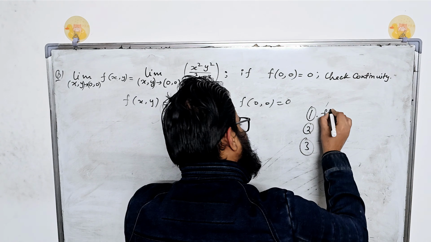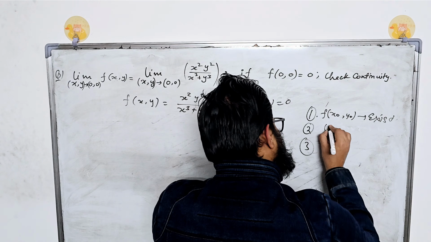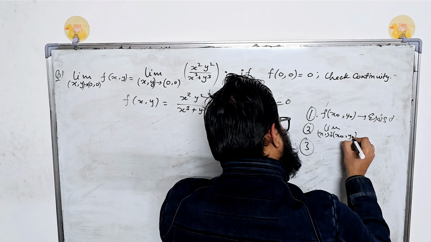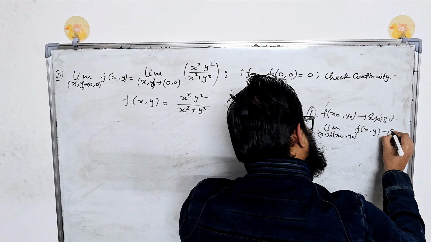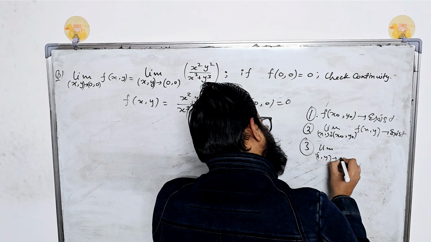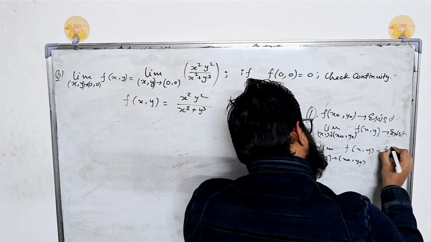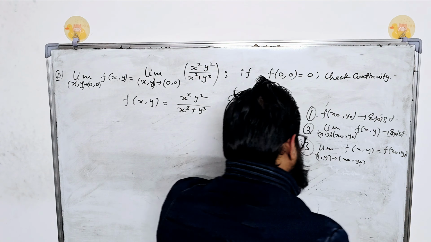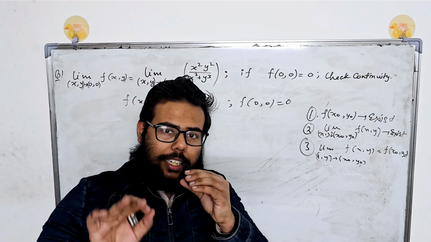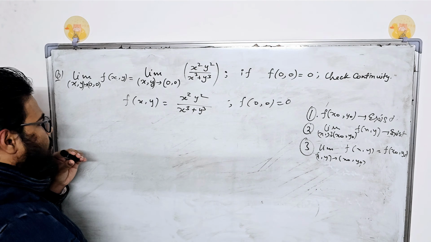The first one, that f(x0,y0) should exist, the second, that the limit as (x,y) tends towards (x0,y0) of f(x,y) should exist, and the third, that the limit as (x,y) tends towards (x0,y0) of f(x,y) should be equal to f(x0,y0). Okay, and if the third condition is not satisfied, then it is known as removable discontinuity. Okay, so let's see this one.